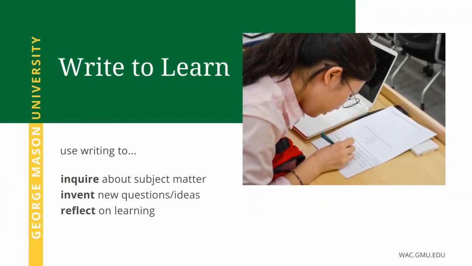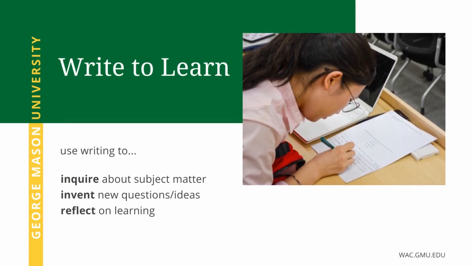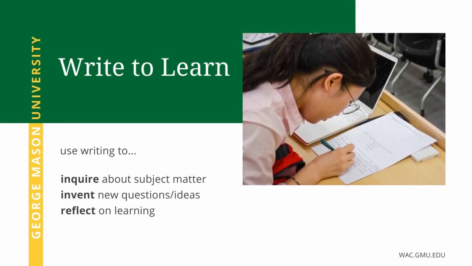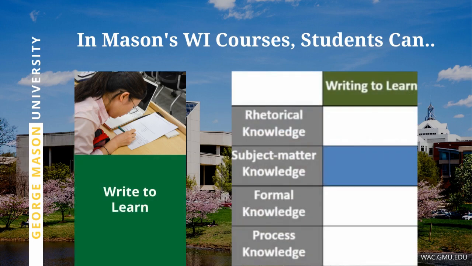So Mason students are expected to be able to use writing to inquire, invent, and reflect on what they're learning. From a WAC perspective, that means writing to learn. To do this type of writing, students need shorter, low-stakes writing that helps them to explore an idea, problem, concept, or question in their fields. It's messy writing, and that's good because the primary audience for this type of writing is the student. And the main goal is to explore their subject matter.